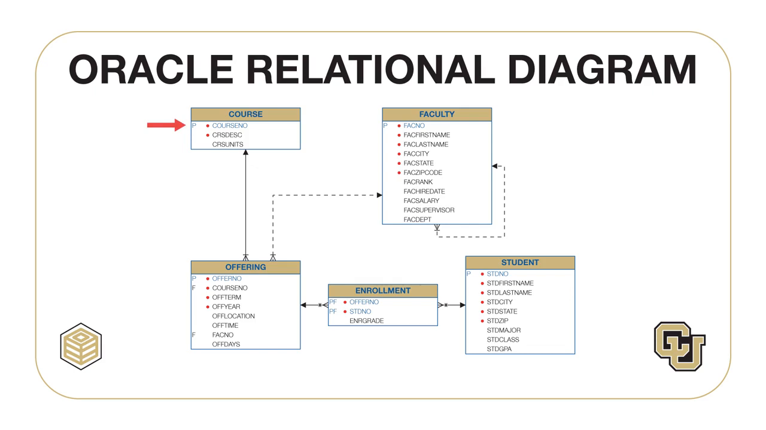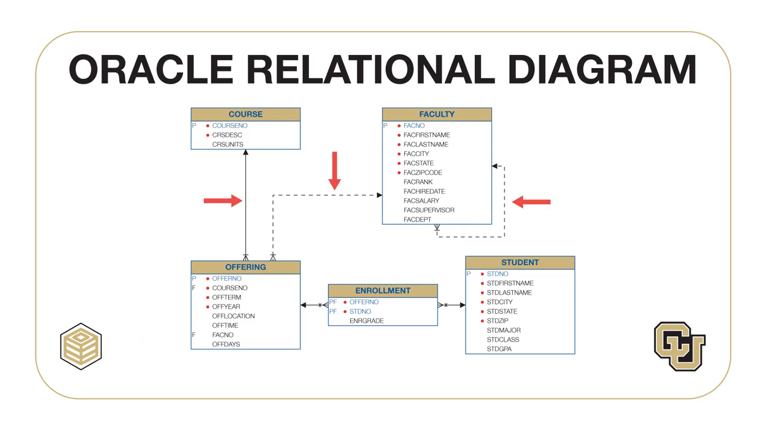The primary key of a table is marked with a P. For example, course number is the primary key of the course table. Foreign keys are marked with the F abbreviation. For example, the offering table has 2 foreign keys, course number referencing the course table and faculty number referencing the faculty table. The lines represent relationships with referential integrity constraints.